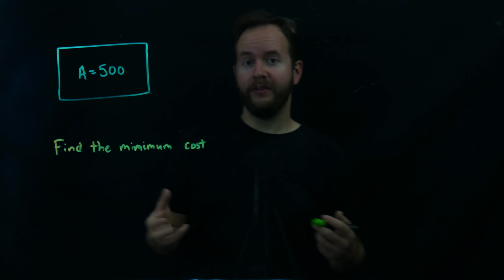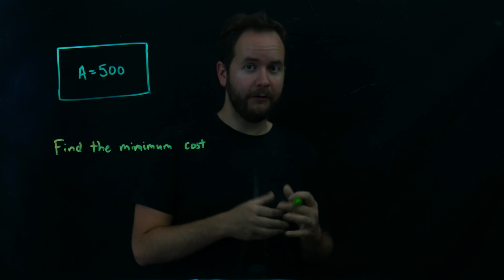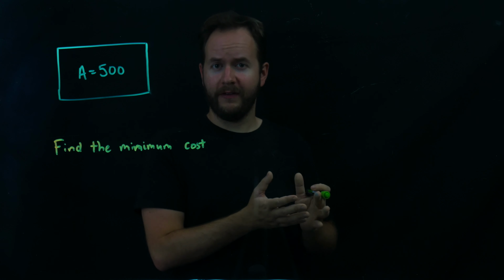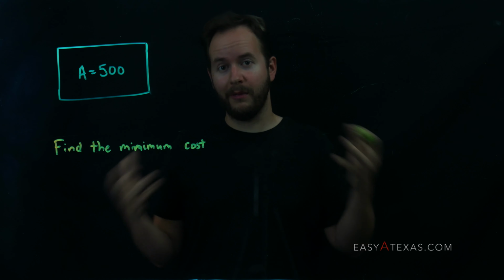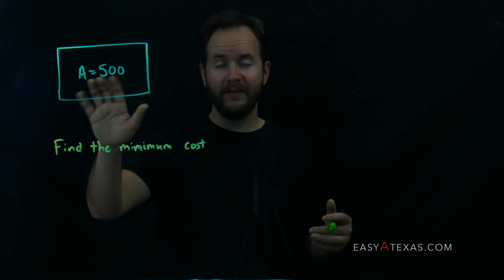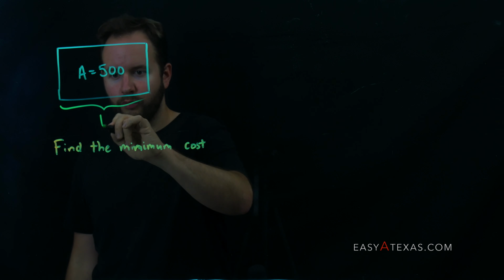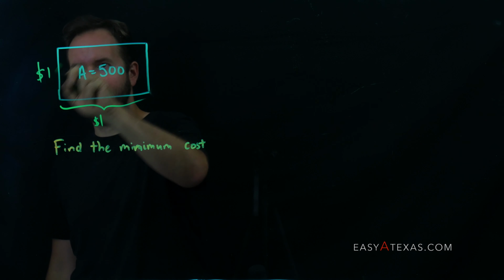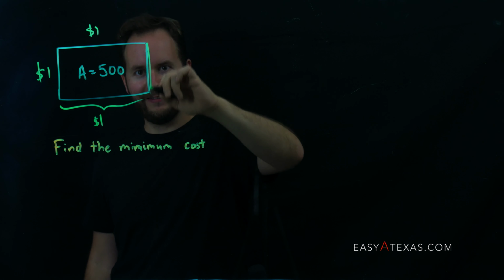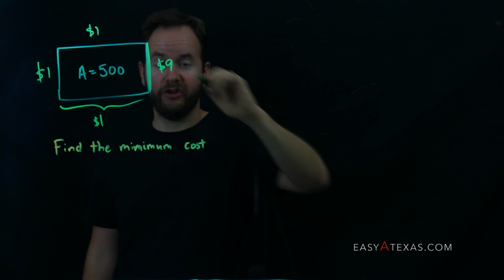This problem is a twist on a classic optimization problem. The classic optimization problem is usually we're given some sort of fencing and we want to find the maximum yard, or the maximum area we can make. This time we're given a fixed area and we want to minimize the cost, knowing that these sides cost $1 each, this side, and this side. But this last side is made out of heavy-duty material, which costs $9.